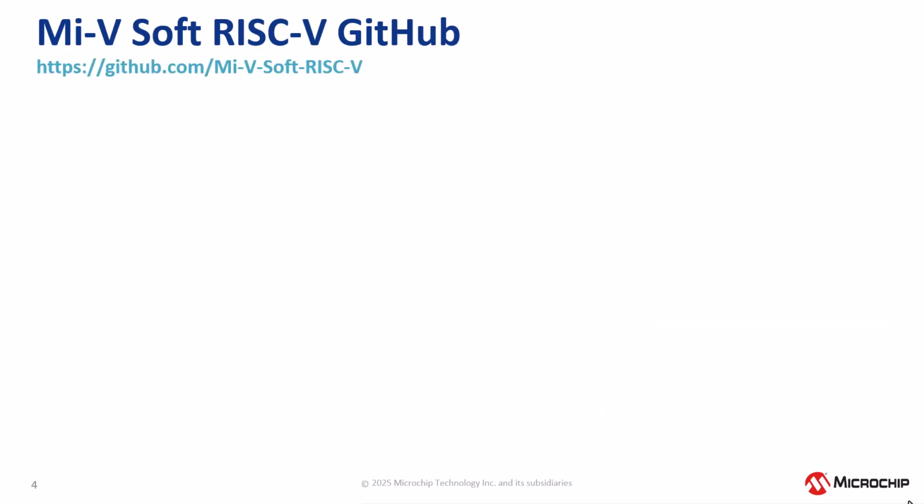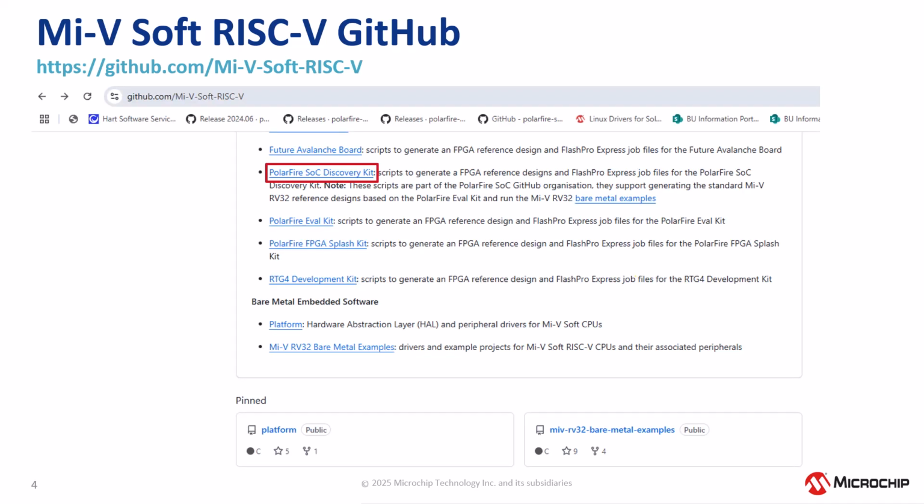To get started with our Mi-V project, we need the FPGA reference design and the bare metal software example. First, go to the GitHub web page of Mi-V soft RISC-V processors. The link I will provide in the description of this video also. Here you can see different options of various FPGA boards. Since we are working on the PolarFire SoC Discovery Kit, we will focus on this link.